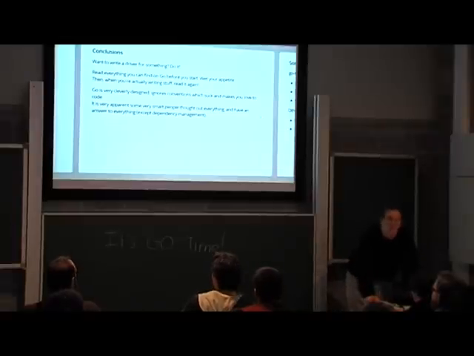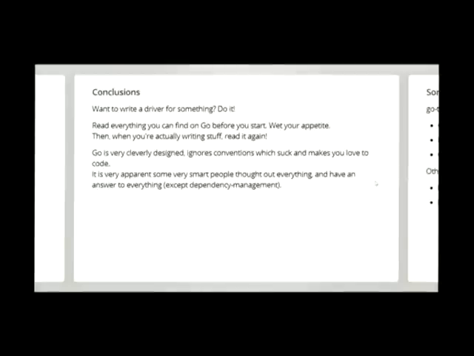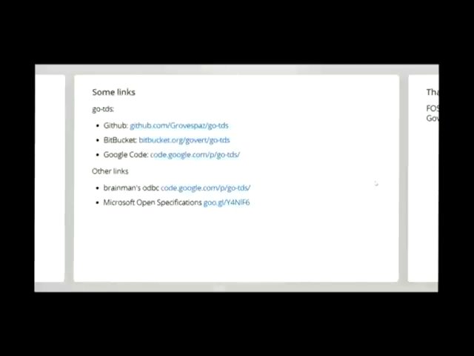So if you want to write a driver for something, just go do it. Read a lot of stuff. I read an immense amount of stuff before I even started writing a little bit of Go. Whet your appetite, and then when you're actually writing stuff, read all the stuff that makes you enthusiastic about the language again, because often you forget stuff that is really awesome and you can actually use it. Yeah, like I said, Go is very thought out. I'm going to skip through that. I've kissed enough butt now.